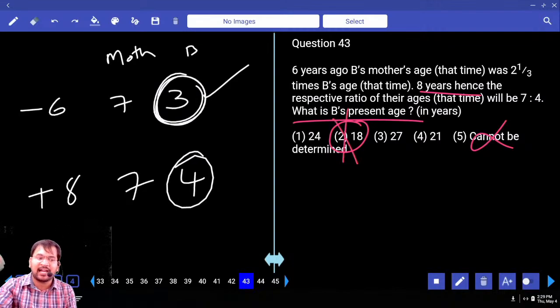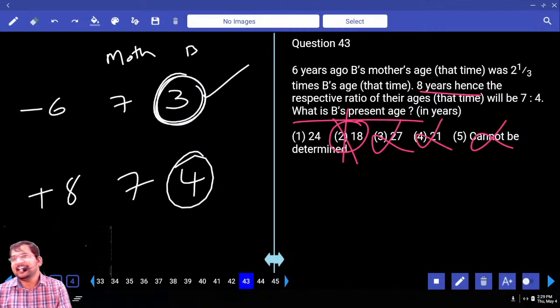Next 27. If you subtract 6, 21 is a 3 multiple. But if you add 8, 35. 35 is not a 4 multiple. Now 21. If you subtract 6, 15. Yes. If you add 8, 29. 29 is not a 4 multiple, your answer is 22.